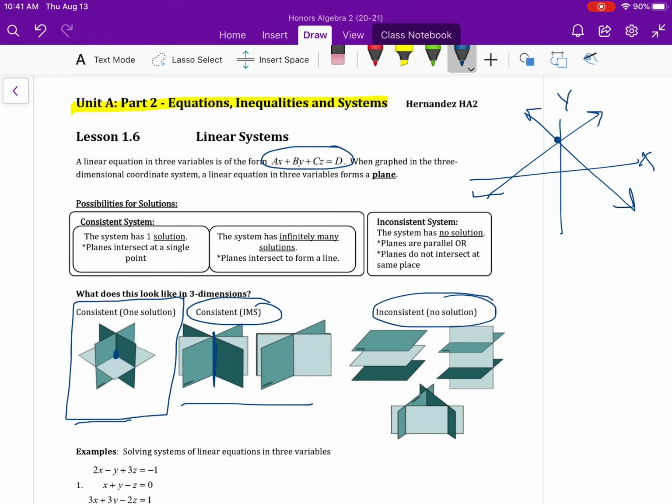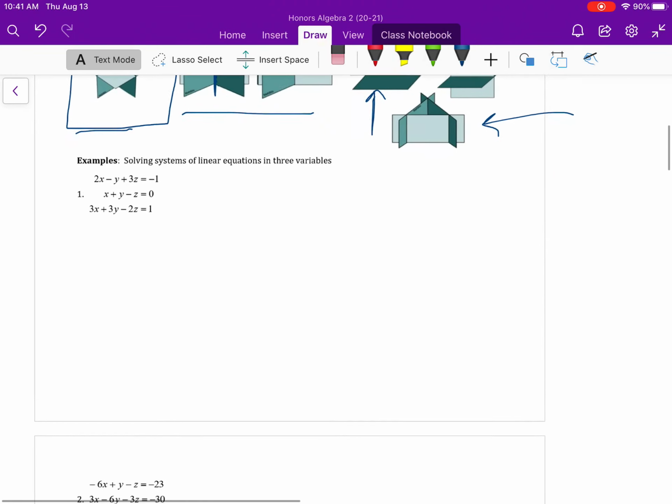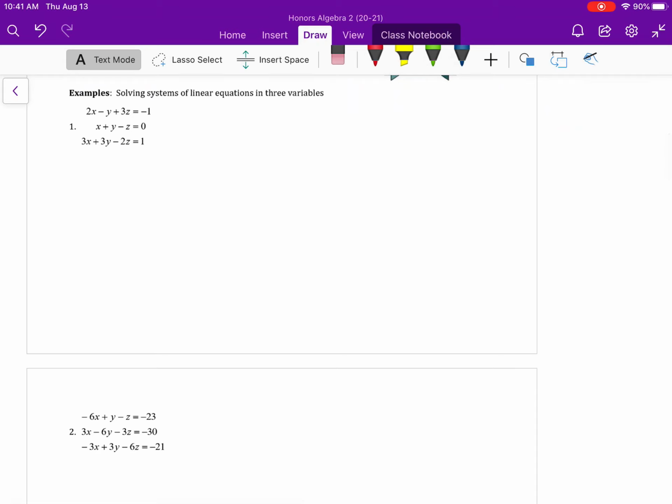You can have an inconsistent system of three variables, and that's when there is no single spot that all three planes touch, which means they could not touch at all, or they could touch one but not another, something like this. So these are the kind of situations that we're going to run into. The first is the most likely. So how do we do this?